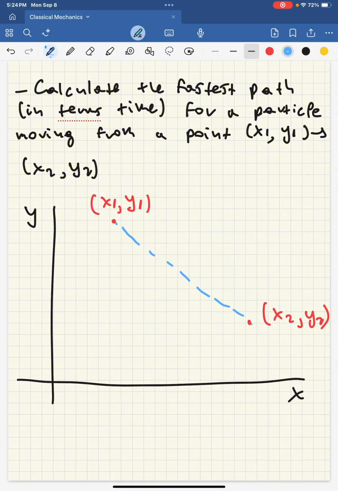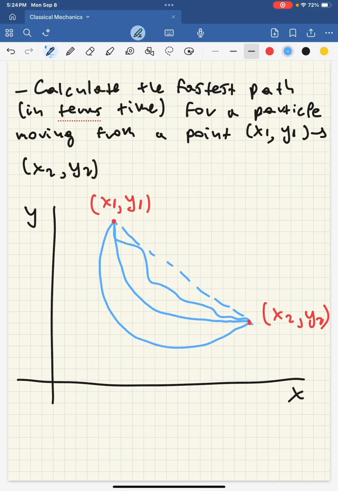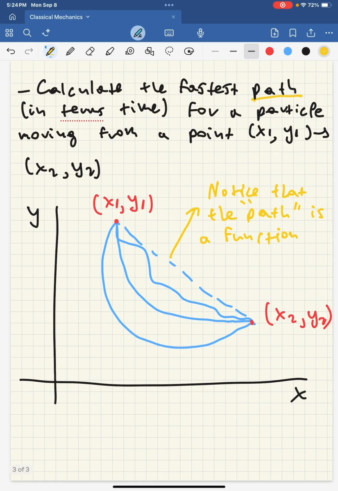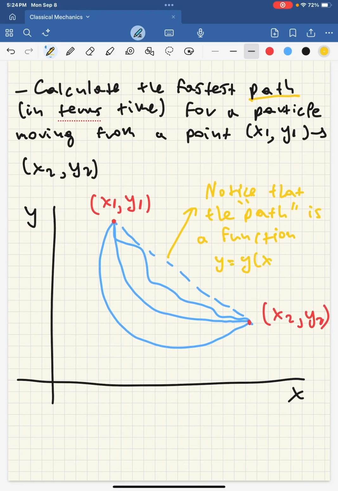So is the straight path the fastest? Maybe a parabolic path, maybe a circular path like that, maybe something else. I don't know. We will find out. Okay. The first thing I want you to notice is that the path, which we mentioned here, is a function y equals y of x.